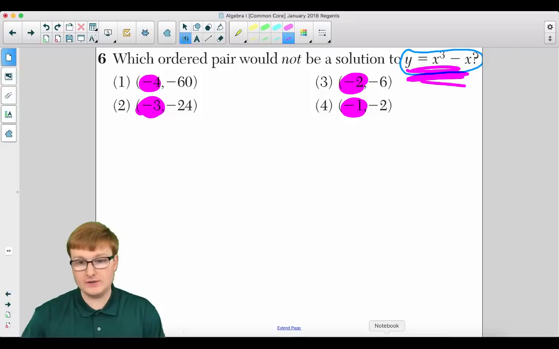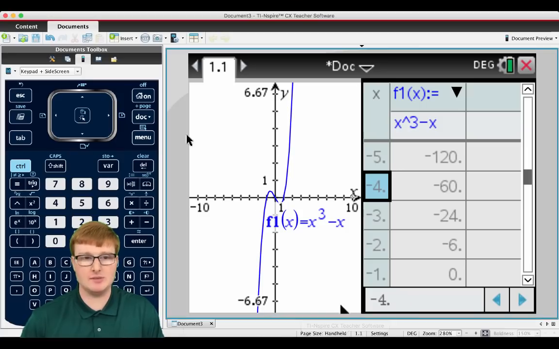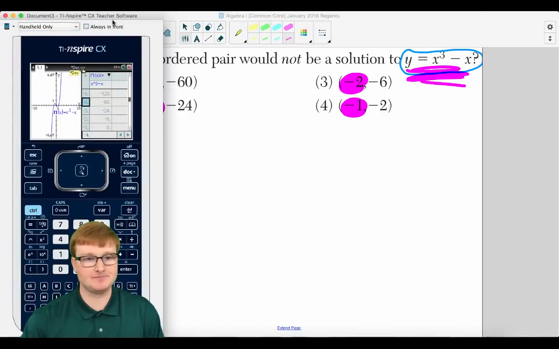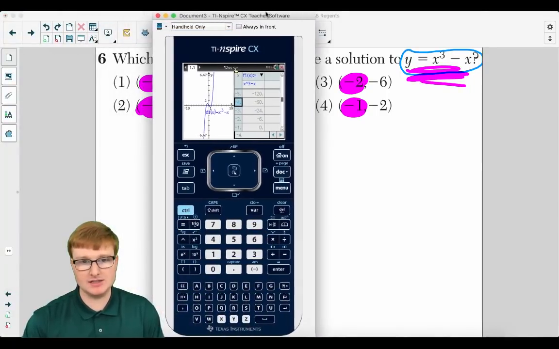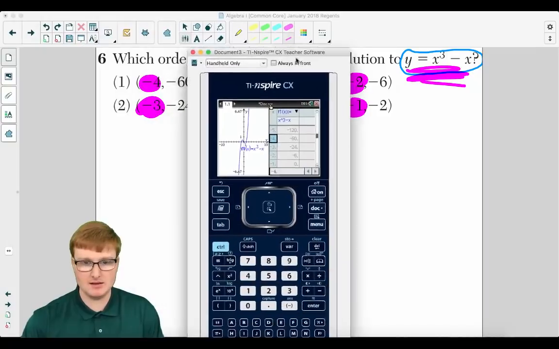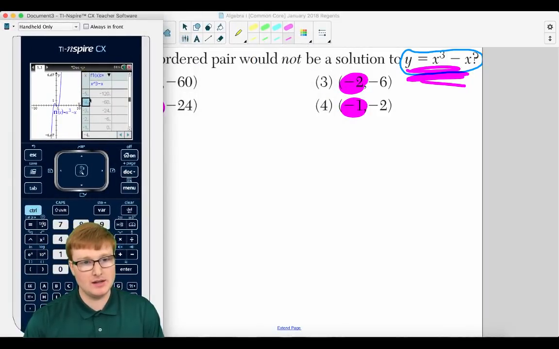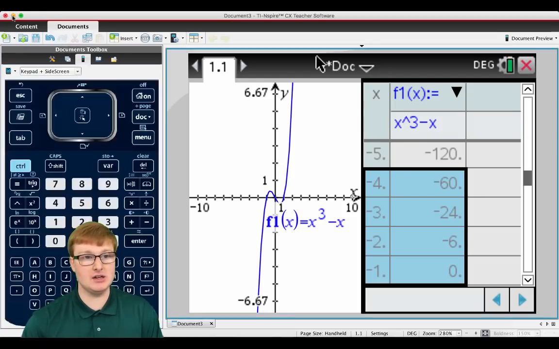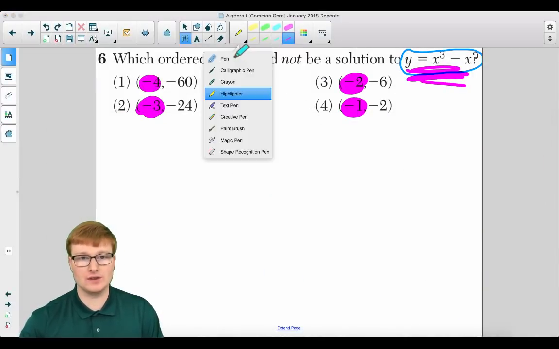Well, which one of these is not matching? Actually, let me shrink this down a little bit. Okay, you probably could barely see that. But again, we're looking at -4, -60, -3, -24, -2, -6, or -1, 0. Obviously, your answer is going to be choice 4 for this question.